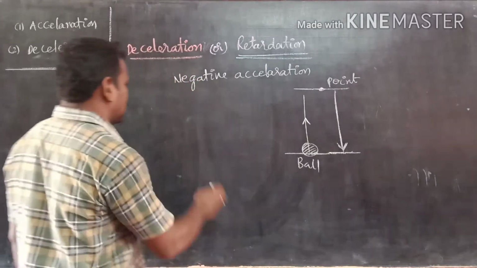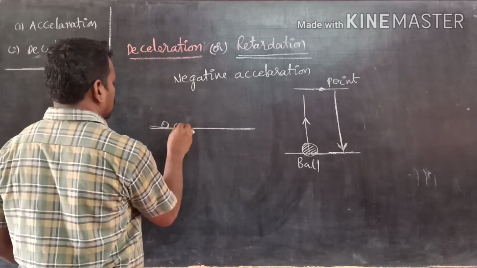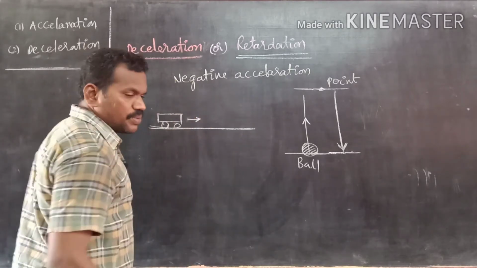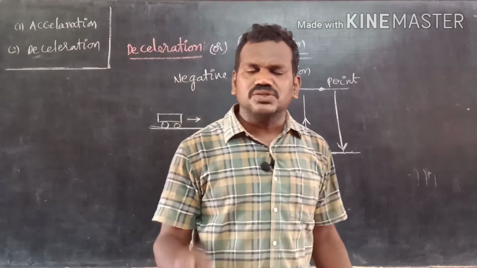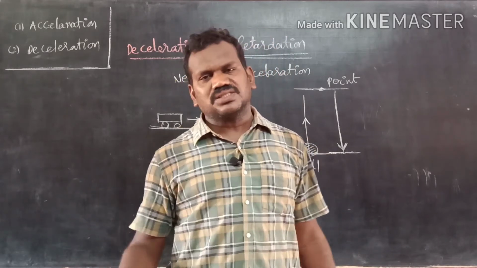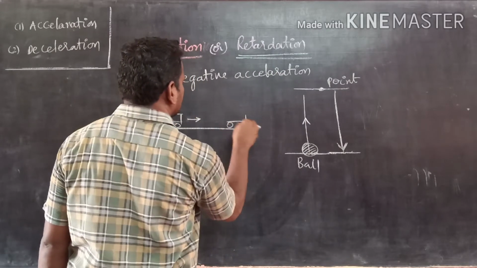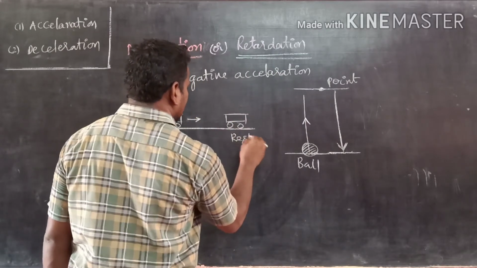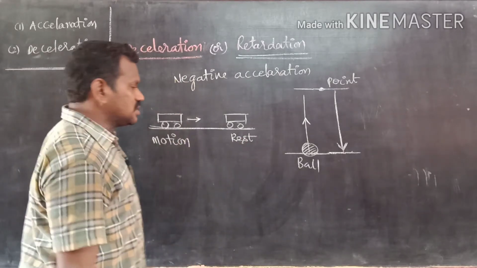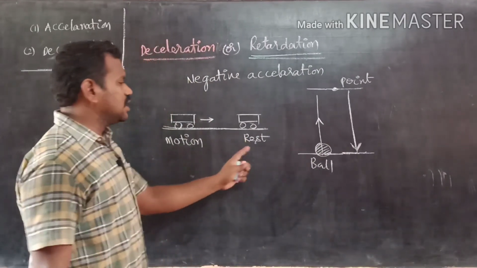Let us come to an example. For example, this is a road. On the road a car is there. Here you stopped the process of acceleration, meaning you stopped accelerating the vehicle. The accelerator is stopped. Then what happens? Slowly the vehicle comes to rest. In the first case, the body is in motion. By the loss of acceleration, by reducing the acceleration, the body comes to rest.